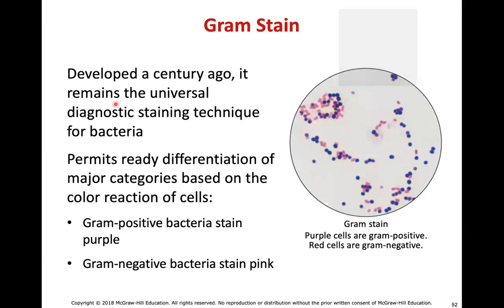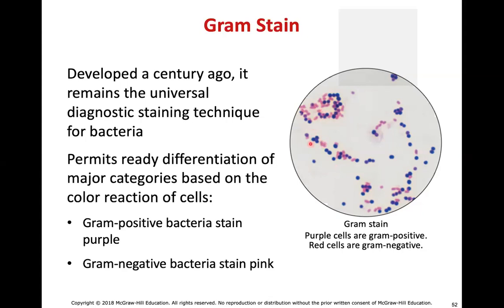The gram stain was developed about a century ago. It remains the universal diagnostic staining technique for bacteria, and essentially allows us to separate bacteria into two main groups, gram-positive bacteria and gram-negative bacteria. With the gram stain procedure, which again you'll go through in one of the online labs, you're essentially using two different dyes, a mordant and an alcohol wash to end up with a final color here.